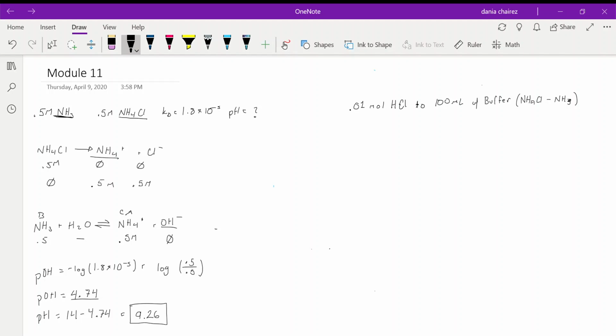So essentially what's happening is we're going to find the molarity of this HCl, which is just going to be 0.01 moles over 0.1 liters, which should give us 0.1 molar of HCl, which we know with our strong acids that they'll dissociate completely. So you end up with H plus and Cl minus, 0.1, 0, 0. So you end up with 0 here, and 0.1 here, and 0.1 here.